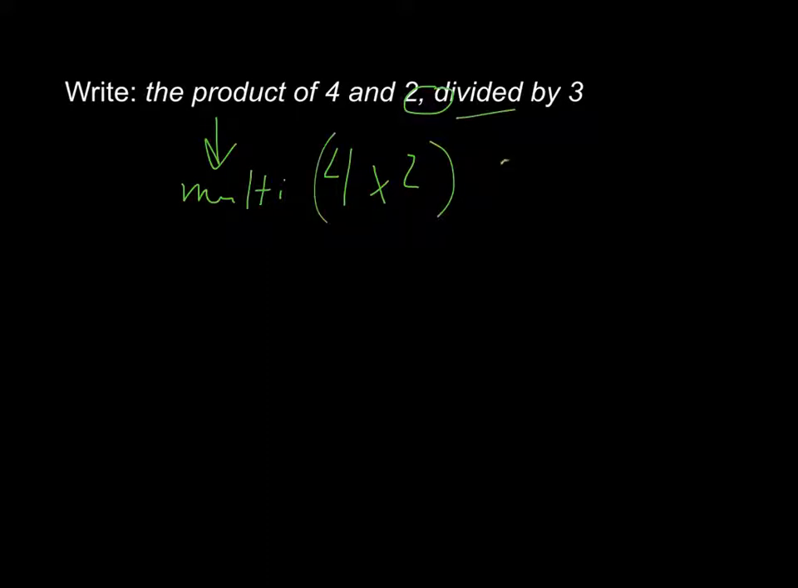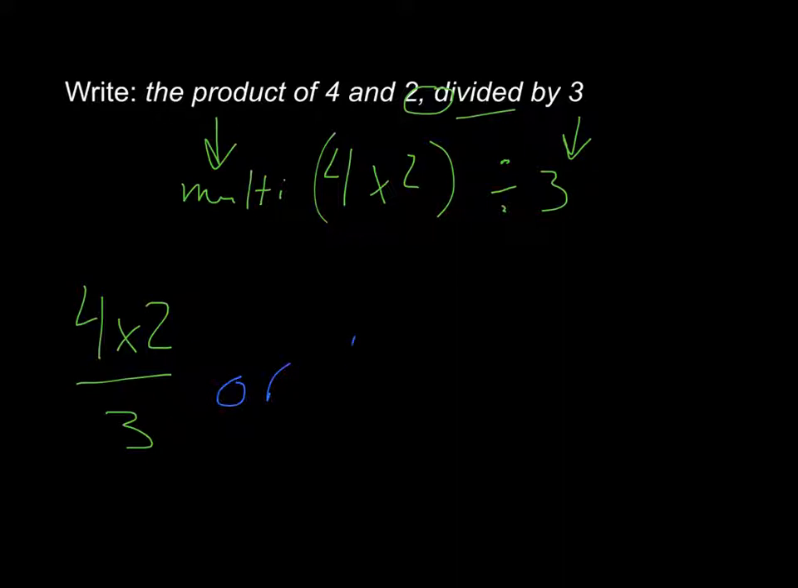Divided, straightforward, I'm dividing, and I'm dividing it by 3. So 4 times 2 divided by 3. And remember, another way that I can write that is 4 times 2 over 3. Or I could even write 4 times 2 divided by 3. Or I could even make it complicated and say 4 divided by 3 times 2, or 2 divided by 3 times 4. But these 3 ways are the main ones that you need to know for right now. Let's try one more problem.